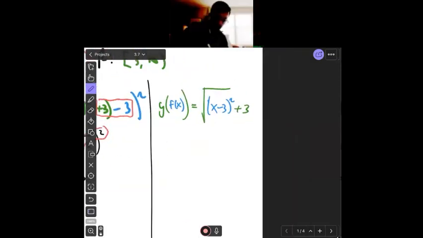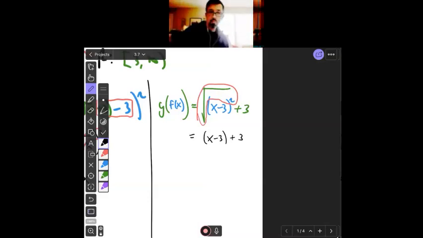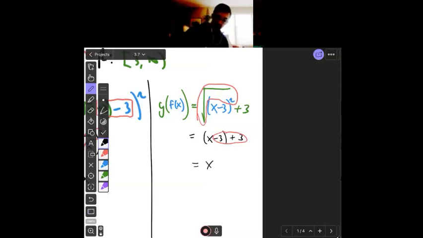So again, we're following PEMDAS here to see what we can do. Inside the parentheses, there's nothing for us to do. Outside the parentheses, we have 2 exponents. Remember, a radical is an exponent, so it's a fraction exponent. So these 2 exponents will interact, and we already talked about how squares and square roots cancel each other. So those 2 interact first, and we get x minus 3 plus 3. Those will then cancel, and that would equal x. So g of f of x would also equal x.